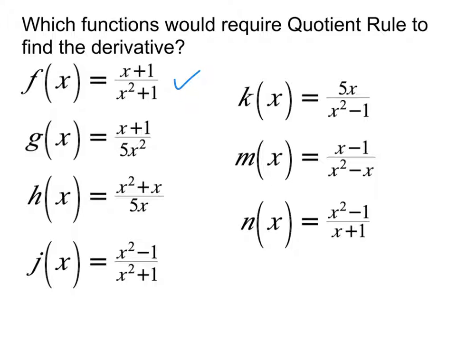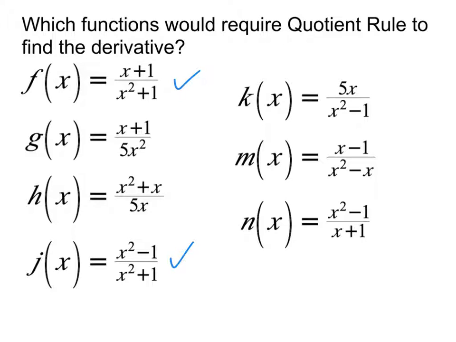Okay, g of x. Do we have to use quotient rule for that one? No. You actually could do that by turning it into x over 5x squared and 1 over 5x squared, and just using a power rule there, that would work. Can you use quotient rule? Yes. What about h of x? Do we have to use quotient rule? No. You could do it the other way as well there. What about j of x? Yes. It looks like we got to use quotient rule here, yes.